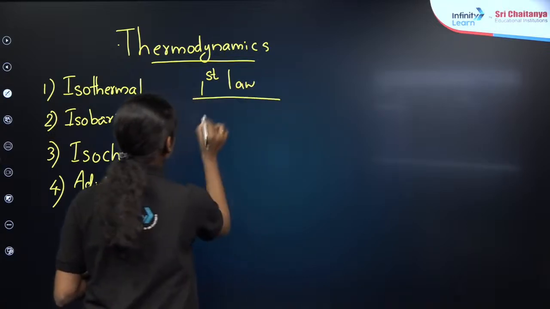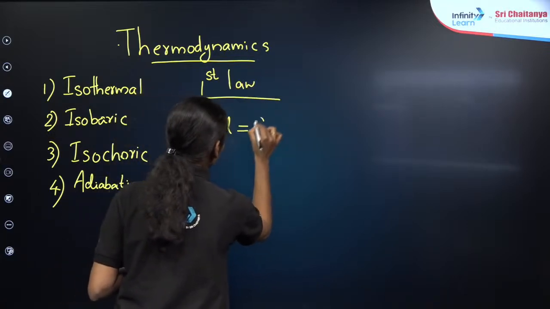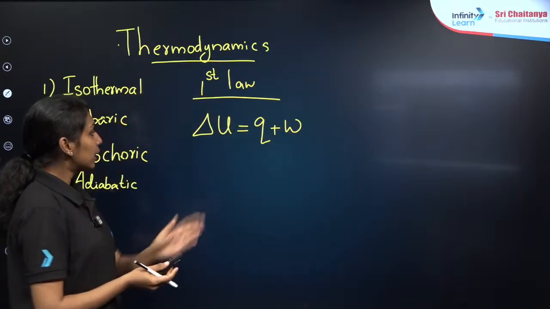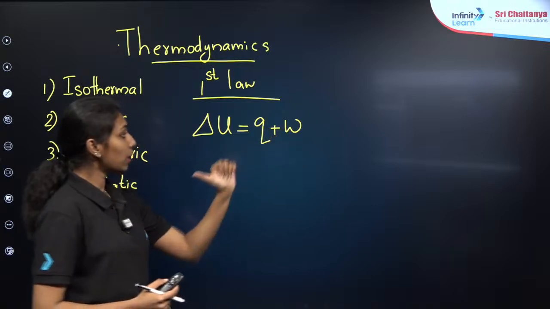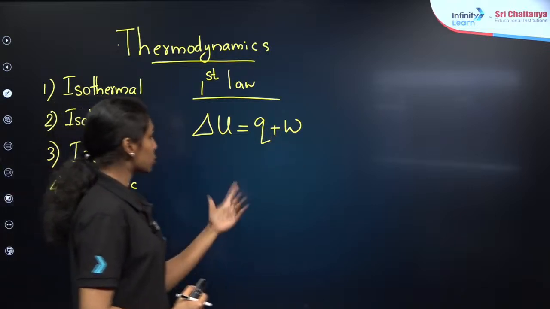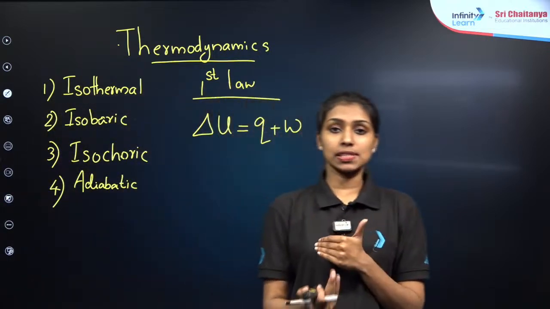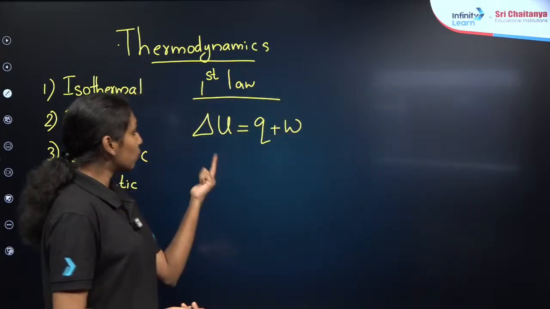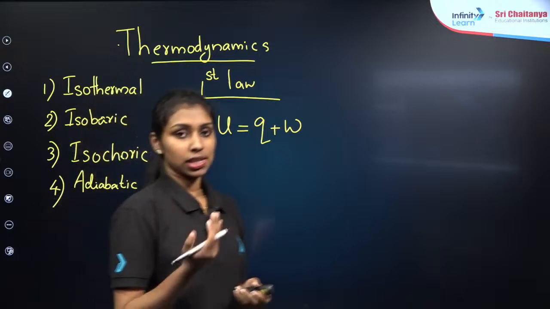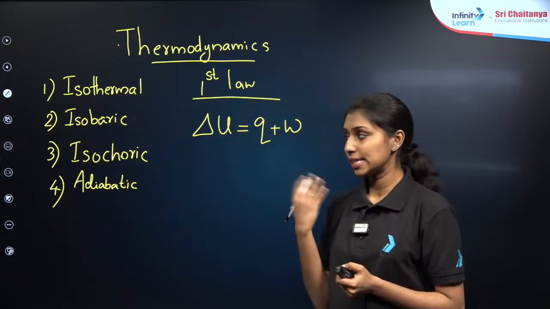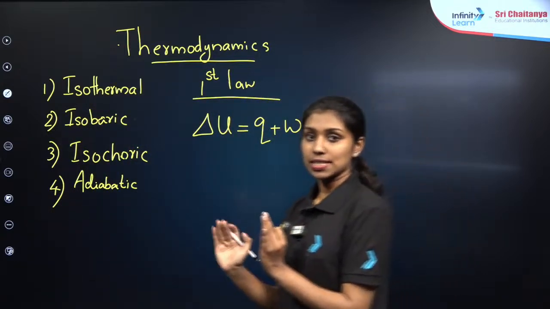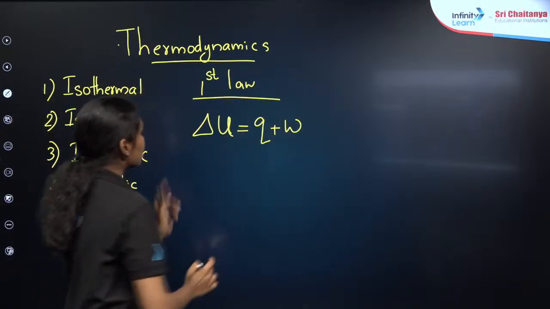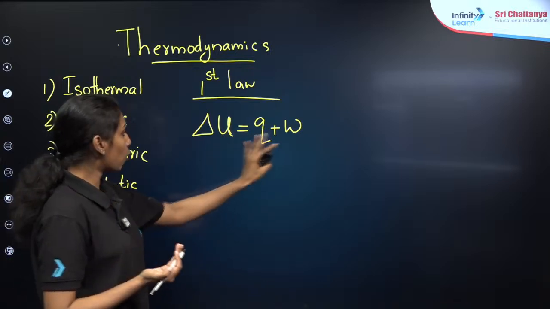The first law of thermodynamics is given by delta U is equal to Q plus W, right? Change in internal energy is equal to the sum of heat and work done. Then depending upon the process, we use the IUPAC sign convention. If heat is absorbed by the system, it is positive; if heat is liberated by the system, it is negative. If work is done on the system, it is positive; if work is done by the system, it is negative. I have already covered these sessions, that's why I am going very fast. I'm just summarizing the topic. This is the mathematical expression for the first law of thermodynamics.